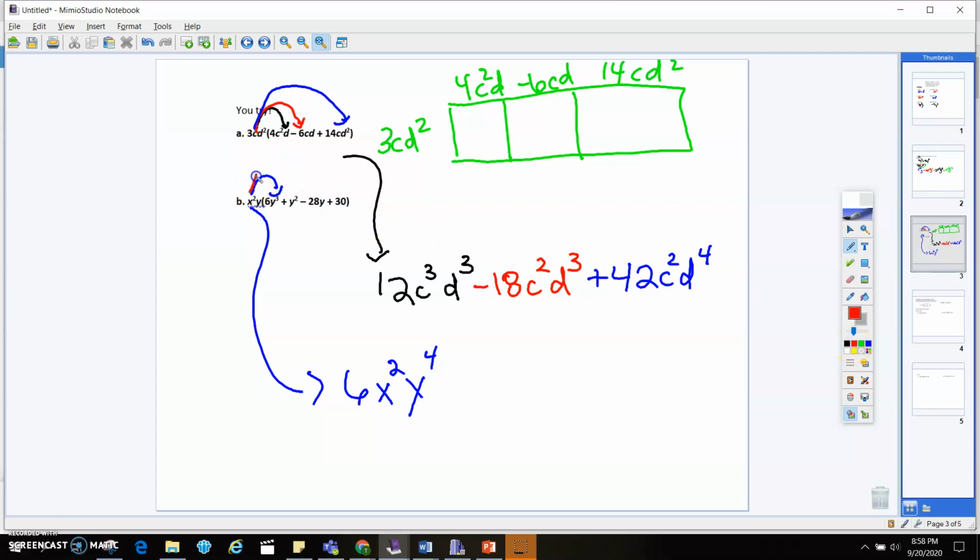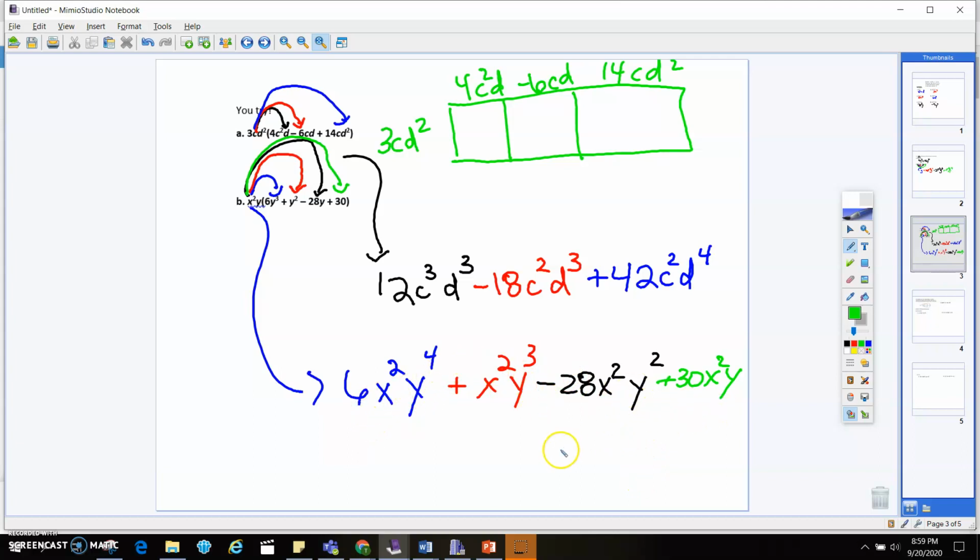And now we're going to multiply x squared y times y squared. Well, x squared can't be multiplied by anything. So we've got y to the first times y to the second, which is y to the third. And then we've got x squared y times negative 28. So negative 28 times 1 is negative 28. x squared times itself, essentially. y times y is going to give us y squared. And for the last bit, 30 times 1 is going to give us 30 x squared y. And again, now we're going to check our variables. Nothing repeats, so we can't combine anything. So we are going to leave it like this.